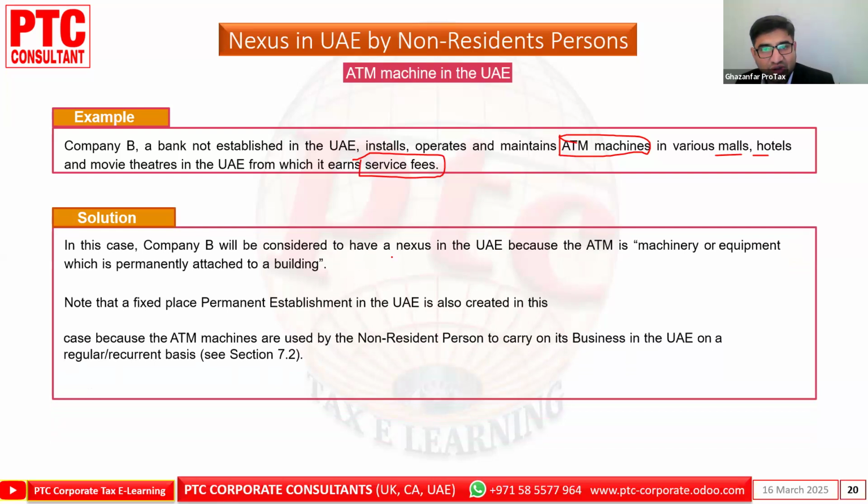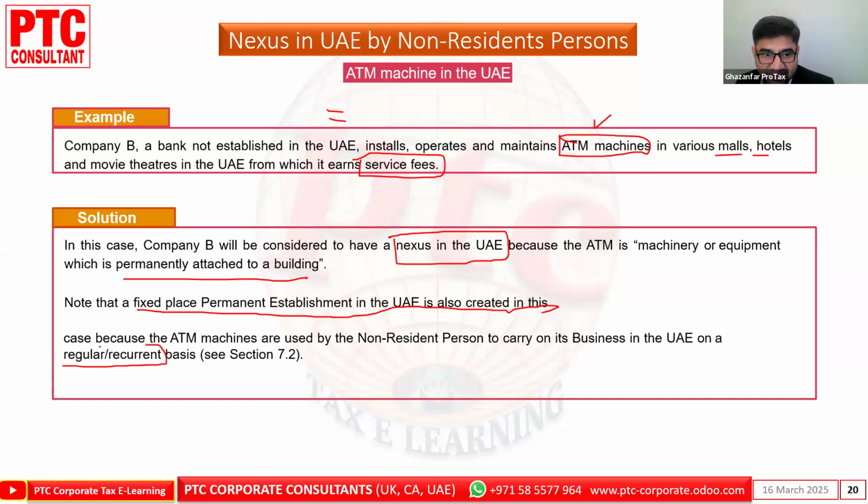In this case, the company is considered to have nexus in the UAE. Guys, it is not registered in the UAE. Is there a fixed place? Do they have a branch? Do they have an office? No, only the ATM machines. ATM machinery and equipment permanently attached to the building is not a fixed place permanent establishment in the UAE. Note that a fixed place PE is also created in this case because the ATM machines are used by the non-resident person to carry on his business activity on a regular basis, and because he is a bank. What is the bank activity? To provide such services. So PE plus nexus both will be there.